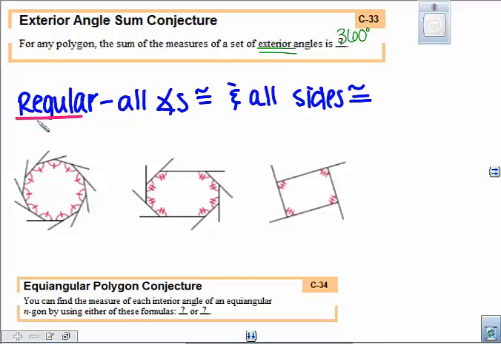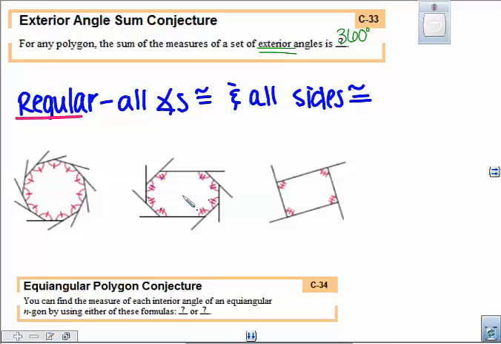Now if we're dealing with regular polygons, regular in geometry means all angles equal, all sides equal, or congruent. So in this one, these are all marked congruent in all of these examples. Let's look at this middle one first. This is 1, 2, 3, 4, 5, 6, 7, 8. So this is an octagon. So we have 8 angles, and we want to figure out what those are.